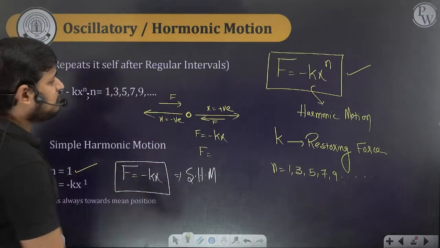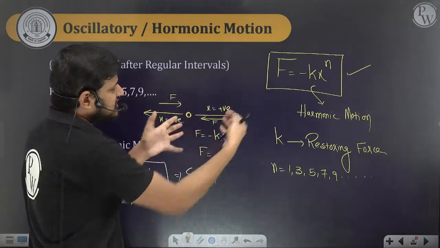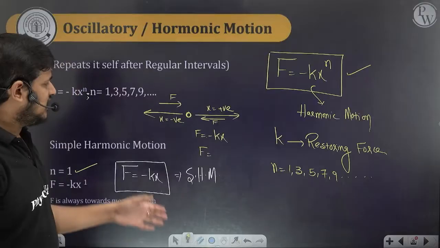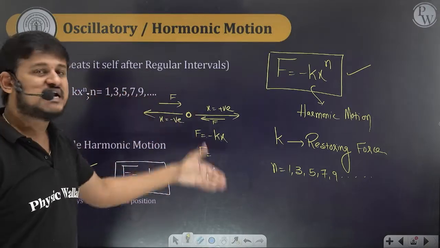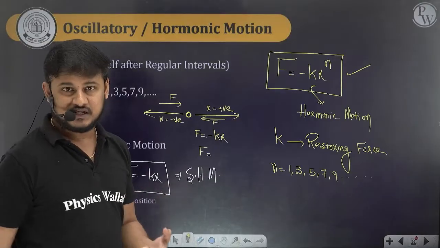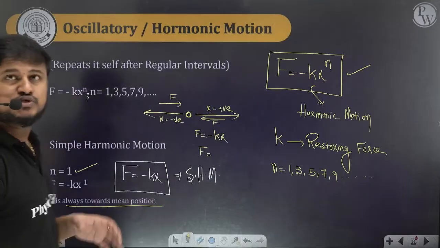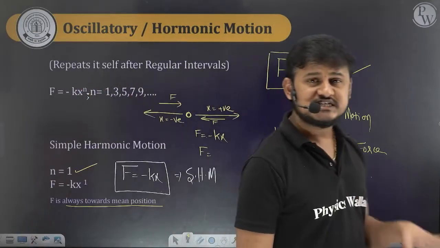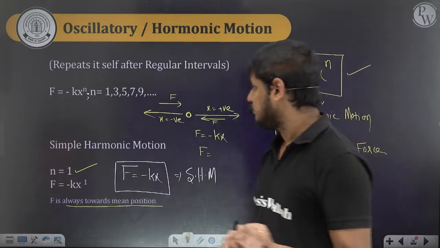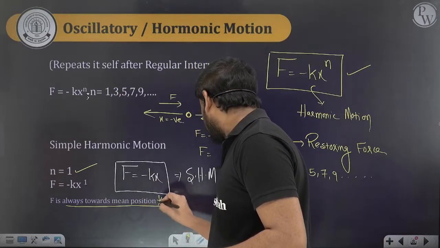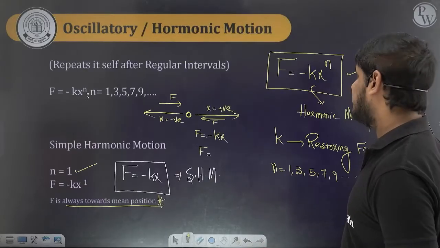So if you observe, if the particle is moving towards the right extreme, the restoring force is acting towards the mean. If the particle is moving towards the left extreme, the restoring force is acting towards the mean. So the restoring force F is always towards the mean position. Important. Very, very important point. Done.